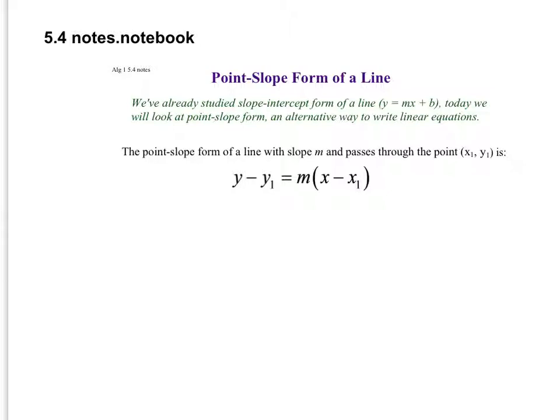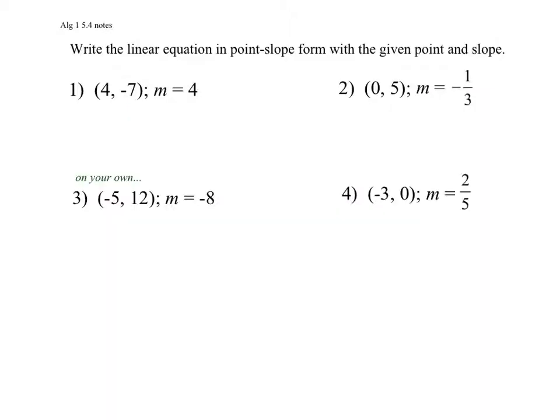The point-slope form of a line with slope m that passes through the point x sub 1, y sub 1 is y minus y sub 1 is equal to m times x minus x sub 1. So we have our formula.